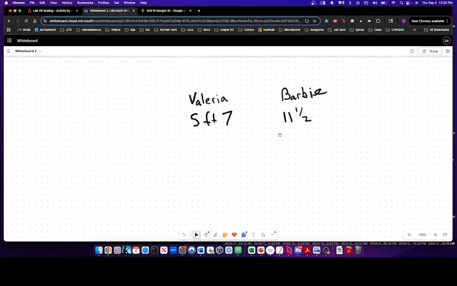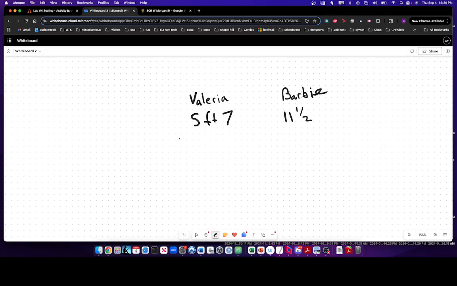So got Valeria, who's 5'7", and we should know by now that 5 feet is the same as 12 inches for every 1 foot, that'll give us 60 inches. And then we can use this little symbol for inches. Add that to the 7 that we had left over from the start, and we get that her total height is 67 inches.